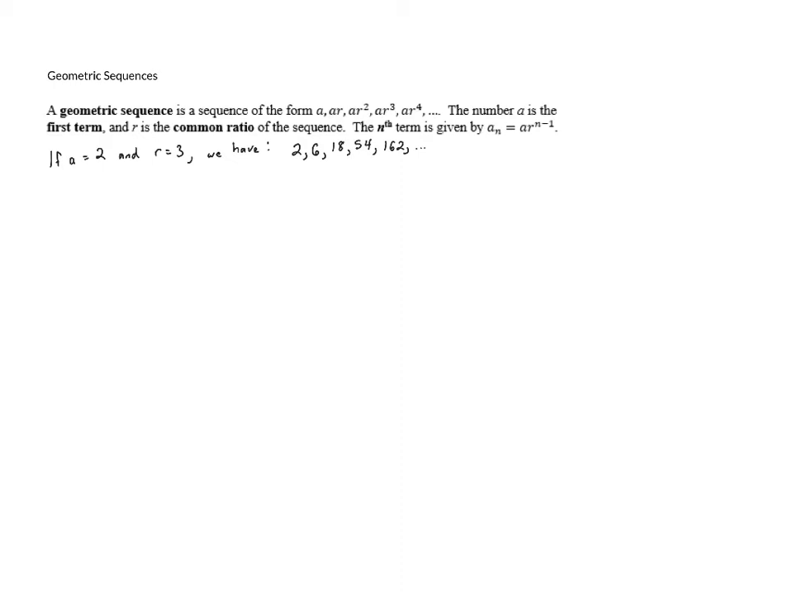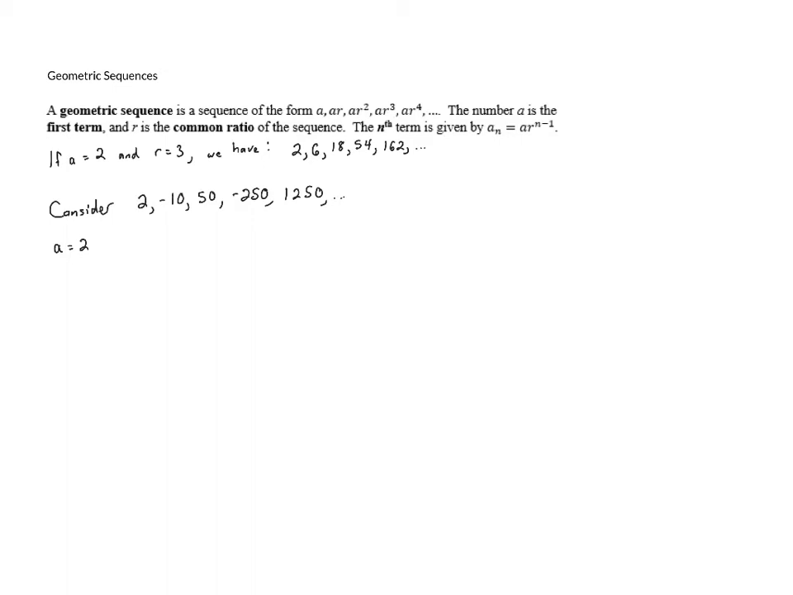Let's look at the next example. Let's consider the geometric sequence given by 2, -10, 50, -250, 1,250, etc. In this case, note that the first term is 2, so A equals 2, just like in the last example. But here, let's figure out the common ratio. What do we multiply 2 by to get -10? Well, 2 times -5 gives us -10.